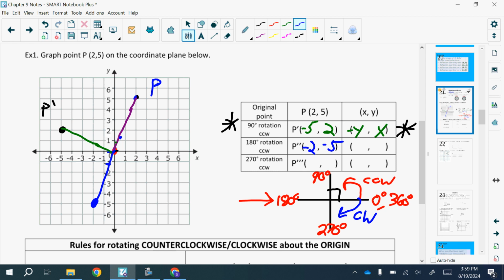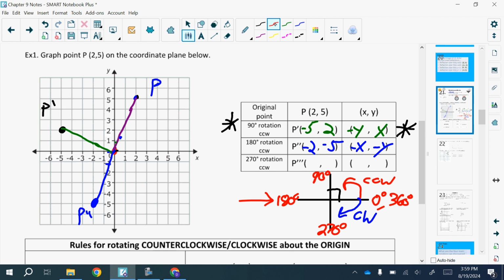Now let's look at this point. This is P double prime, -2, -5. Starting from P, let's find a rule for how we go from 2, 5 to -2, -5. Essentially, we go from (x, y) to (-x, -y). Awesome.